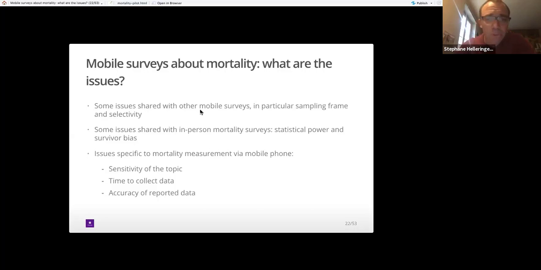There are also issues that are specific to mortality measurement via mobile phone: again, the sensitivity of the topic, the time it takes to collect data, and whether it's reported accurately in an interview context that's usually rushed. Mobile phone surveys usually have less time available to conduct interviews than in-person interviews. So in the rest of this presentation, I will focus specifically on these three issues related to mortality measurement via mobile phone.